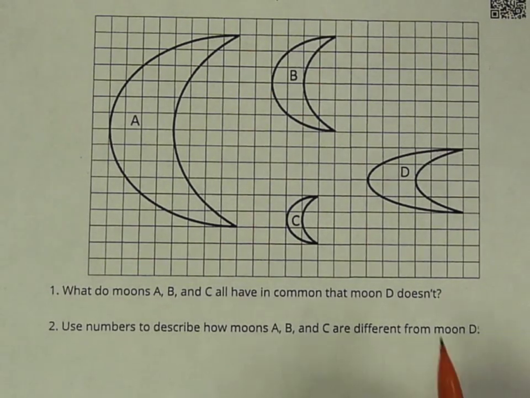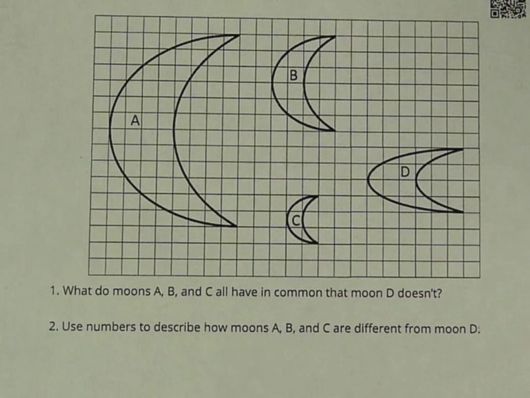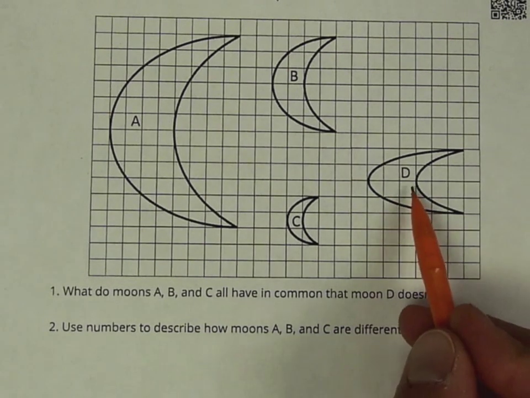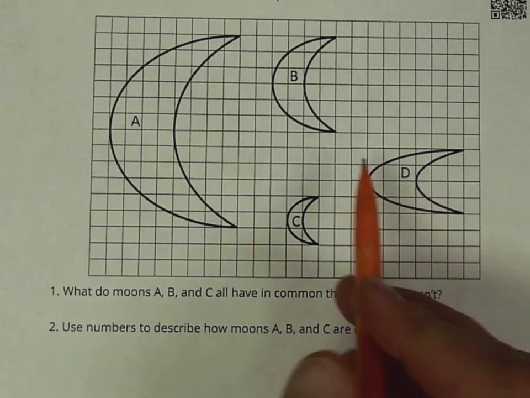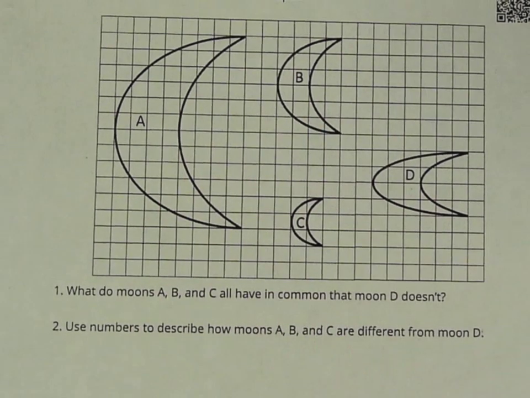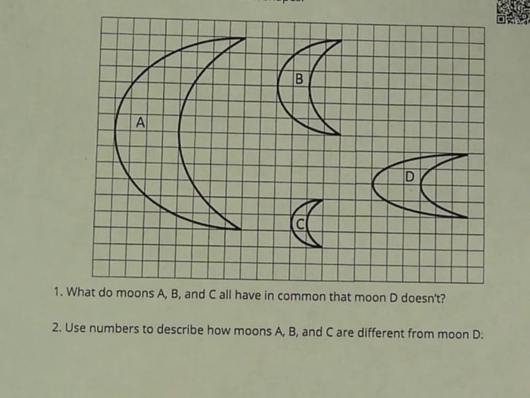Angel, what did you say? How does D look different? Because A looks like a moon, and D looks like a spaceship. Okay, yeah, so D looks more like a spaceship, whereas A, B, and C look more like a crescent moon. Okay, that's a good way of looking at it.